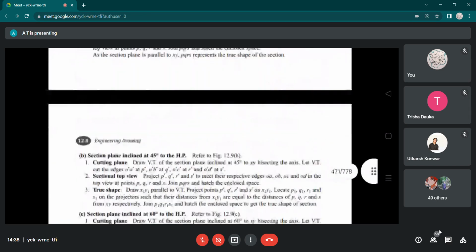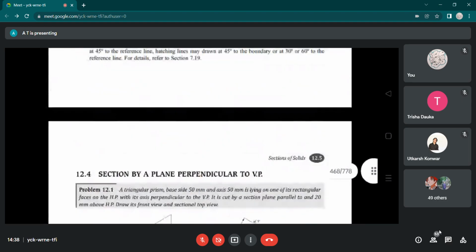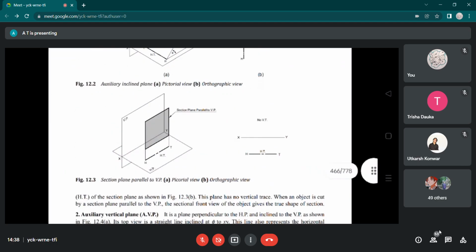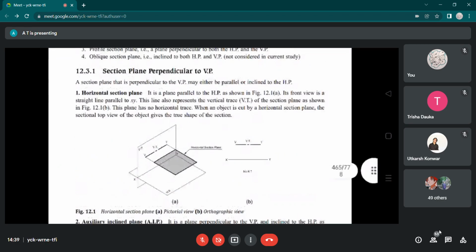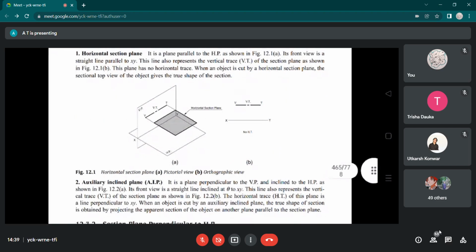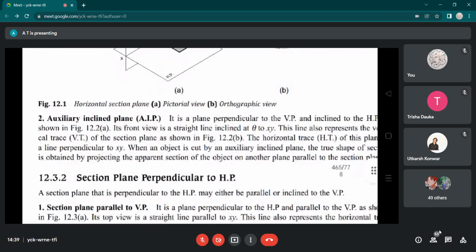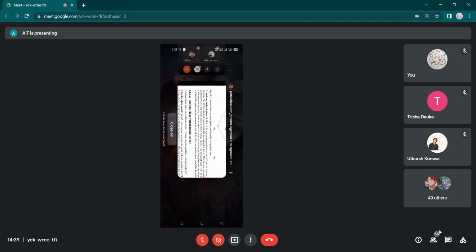I will teach another problem here, where it will include an auxiliary inclined plane. So in this case, the auxiliary inclined plane, you see number 2, this one I am trying to focus, this auxiliary inclined plane. So it is a plane perpendicular to VP.